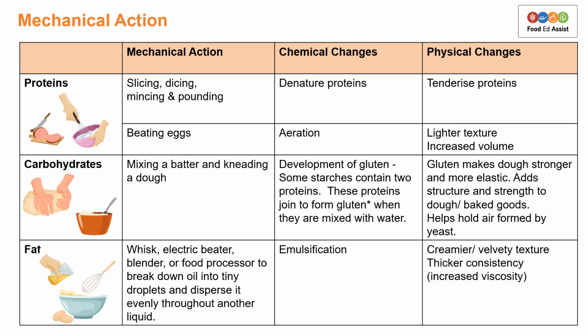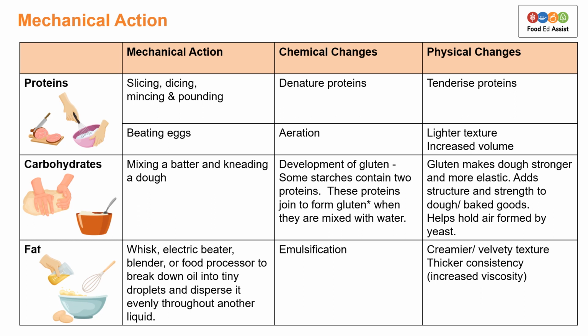Area separated this into proteins, carbohydrates and fats. So when we look at proteins, we're usually slicing, dicing, mincing and pounding meat. This can actually cause the chemical change to denature proteins, and the physical change is that it can change its shape, but it can also tenderize the protein. Another one for protein is the beating of eggs, and the chemical change for this is aeration, and the physical change is that it actually creates a lighter texture and a more increased volume.